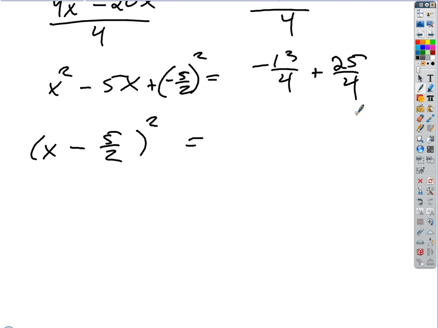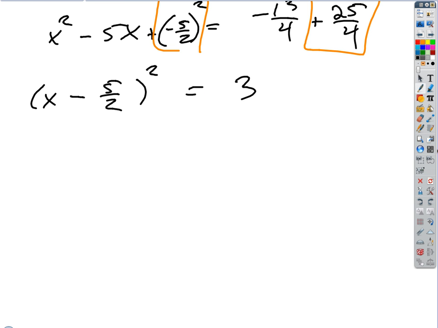So that's what I'm adding to the other side, right? I should have written this in orange. This is that extra piece that we have to add to both sides. So then we end up with x minus 5 halves quantity squared just equals that. Well, 25/4 minus 13/4 is what? 12/4, which is 3. And so if I square root both sides, x minus 5 halves equals plus or minus the square root of 3.